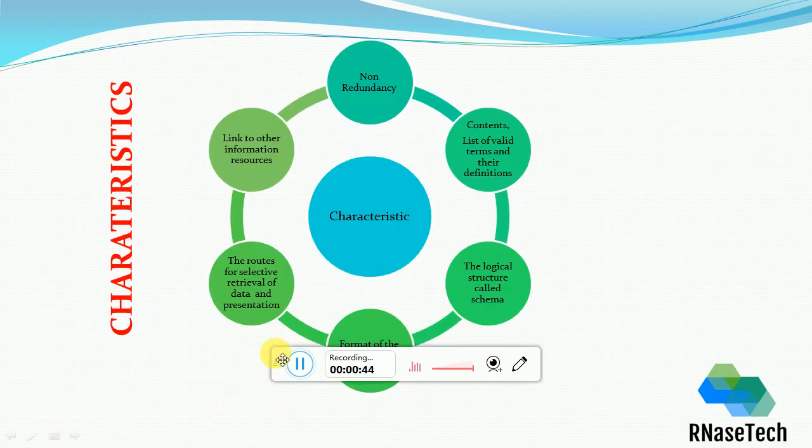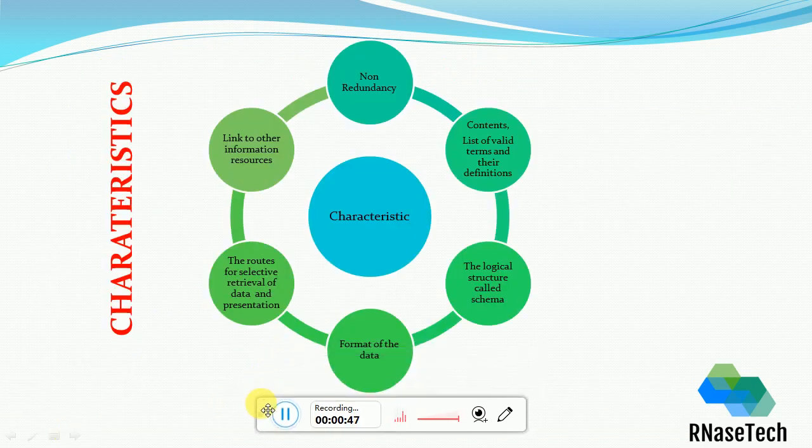Moving further, what are the characteristics of a database? First one is non-redundancy. Non-redundancy means that no data should be duplicated in a database. Next is contents and list of valid terms and definitions. It means while searching, if you are giving in search results some acronyms or short forms of a particular big thing, like PMID is protein mutant ID, those things should be explained somewhere in the database or on the website of the database, so that the non-biological person or the person who doesn't know the full form of that acronym should be able to comprehend.